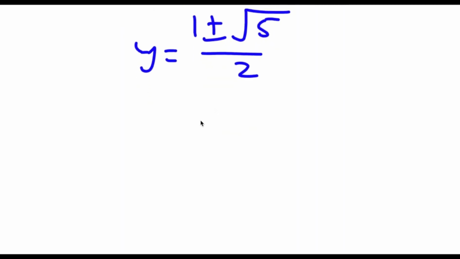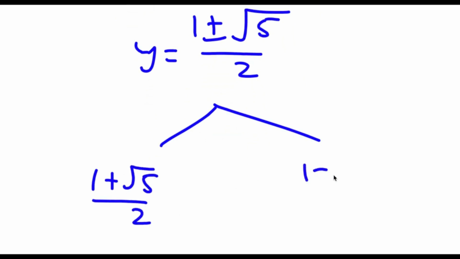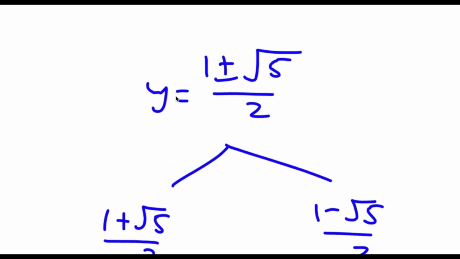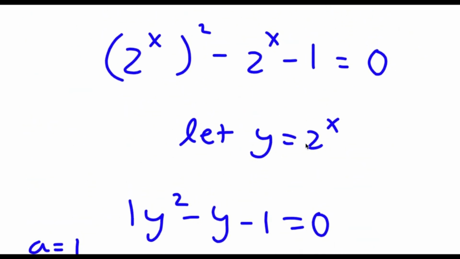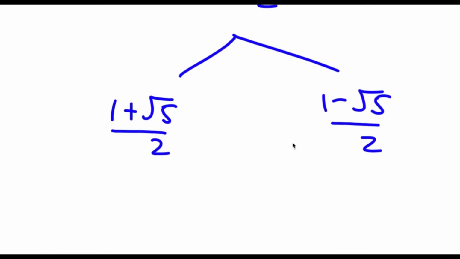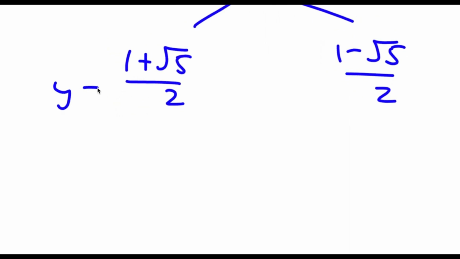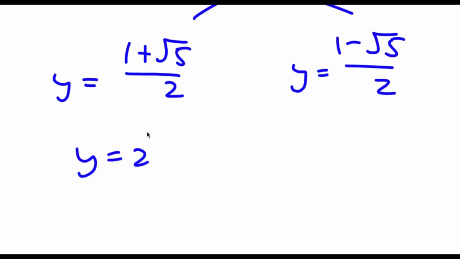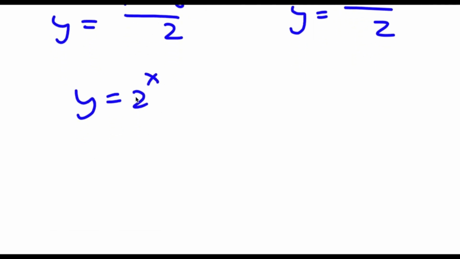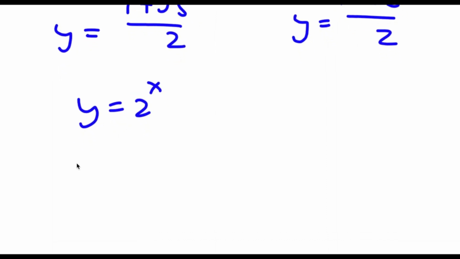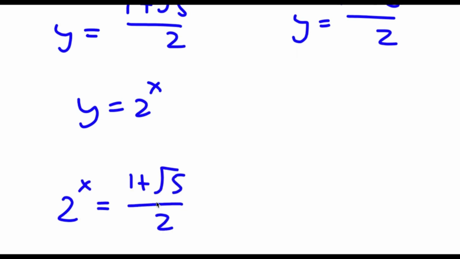So now this gives me two solutions. I have 1 plus the square root of 5 over 2, and I have 1 minus the square root of 5 over 2. However, this is the value of y. Remember that we set y equal to 2 to the power of x. So now, let's first start with if y is equal to 1 plus the square root of 5 over 2. So we know that y is equal to 2 to the power of x. So if these two are equal to each other, then we have 2 to the power of x is equal to 1 plus the square root of 5 over 2.